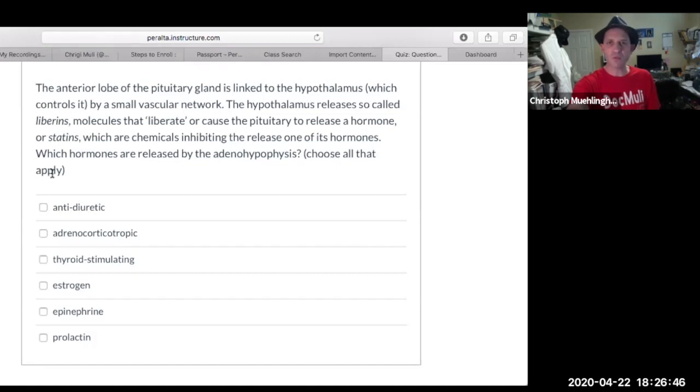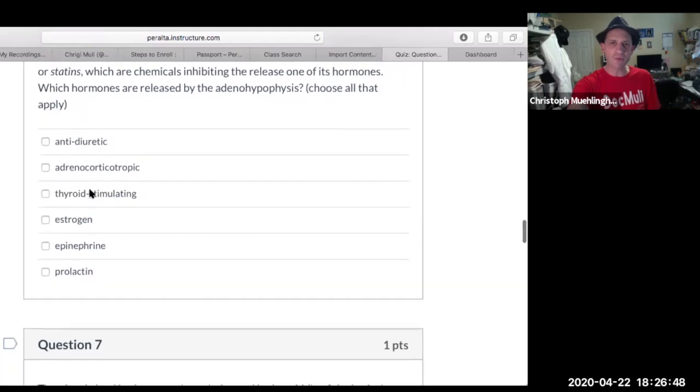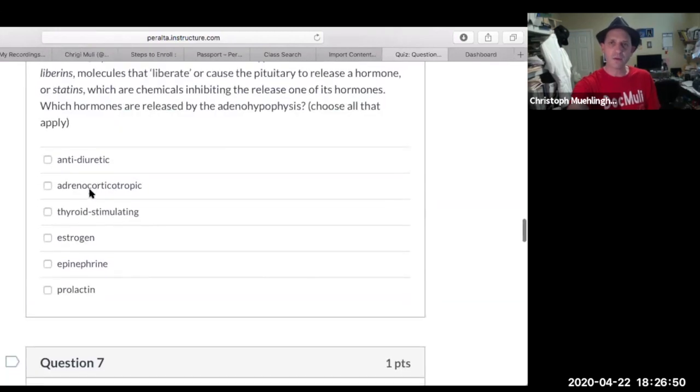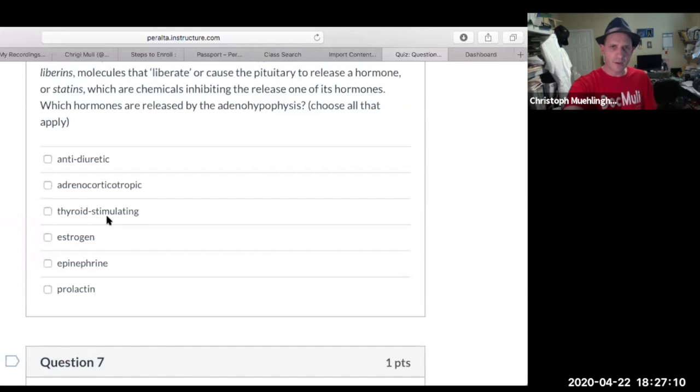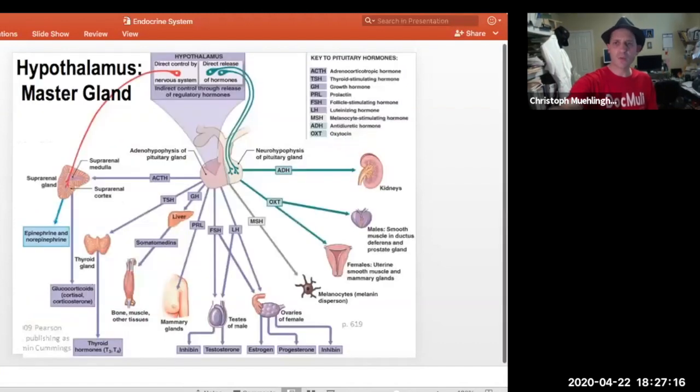Then the question is, what hormones are released by the anterior pituitary gland? Choose all that apply. Melissa, the first one is prolactin, and the second one is adrenocorticotropic hormone, and then thyroid stimulating. And then these are different ones, right? Yes, very good.